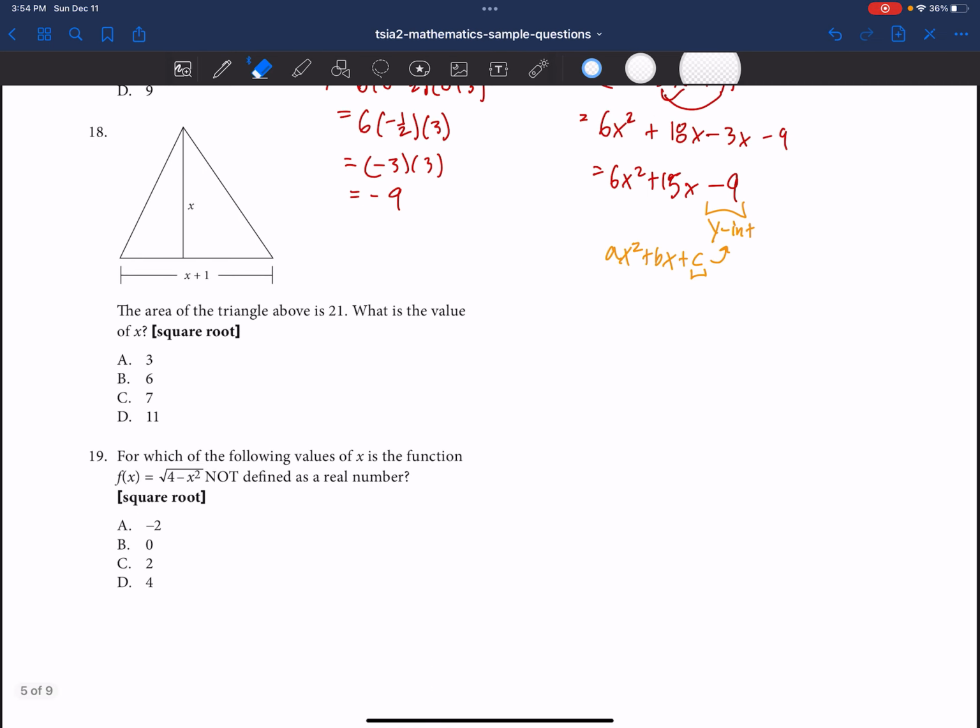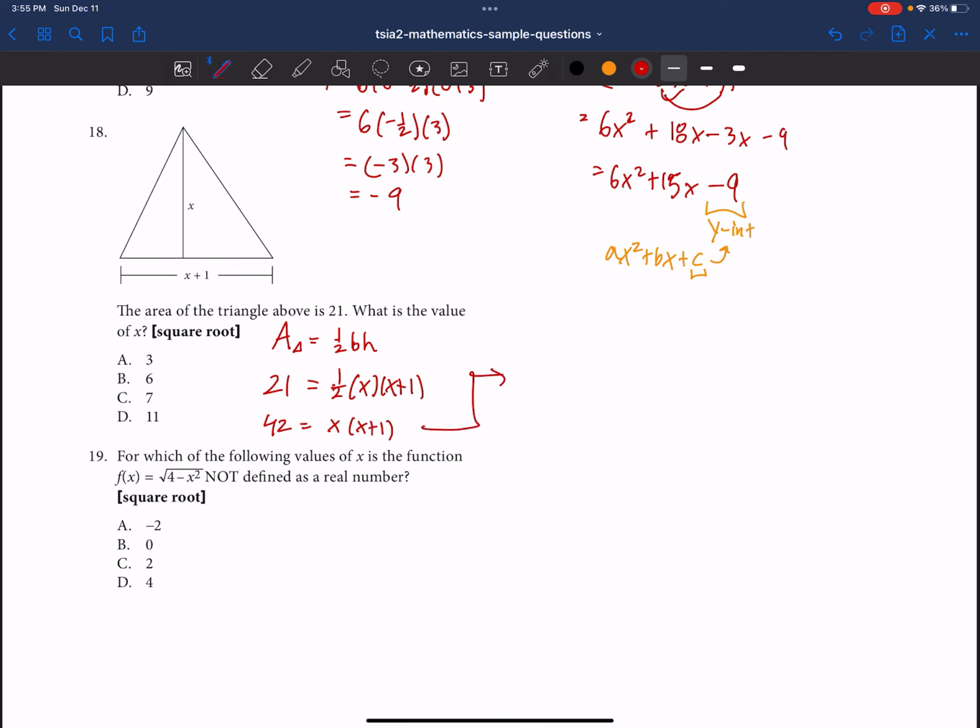Okay. On to number 18. We're getting into some quadratics here. Area of a triangle above is 21. So what is the value of x? Well, the area of a triangle is 1/2 base times height. So then this is 1/2 times x times x plus 1. Which means the area of this triangle is 21. Let's multiply everything by 2, so I get 42 equals x times x plus 1. And then I'll distribute that, so it says 42 equals x squared plus x.